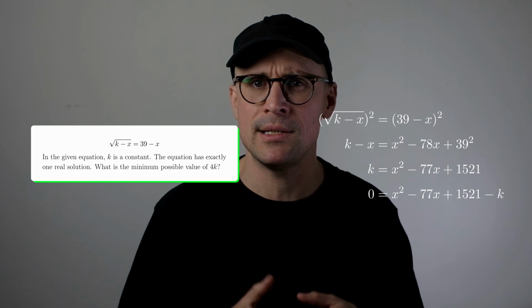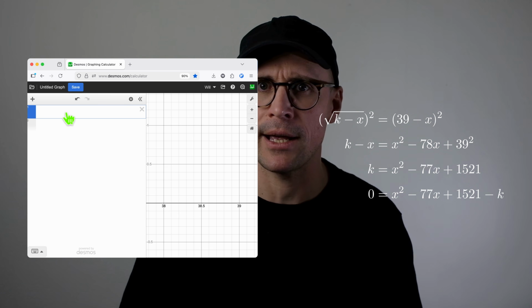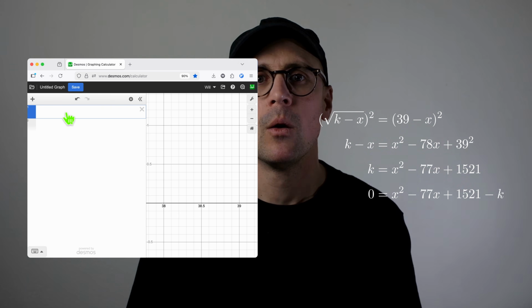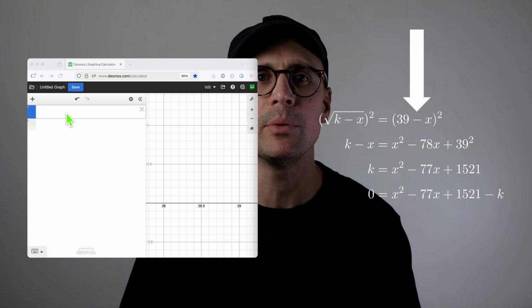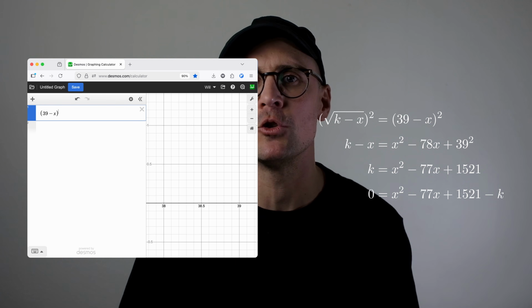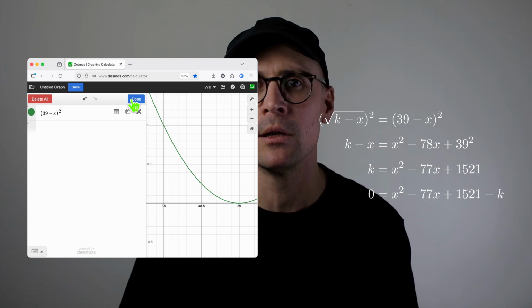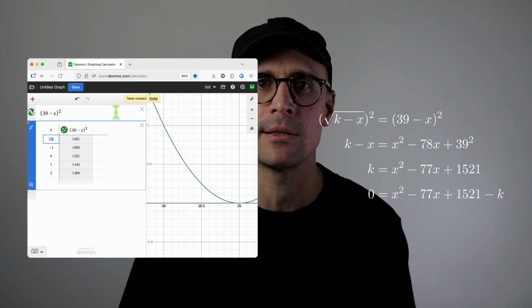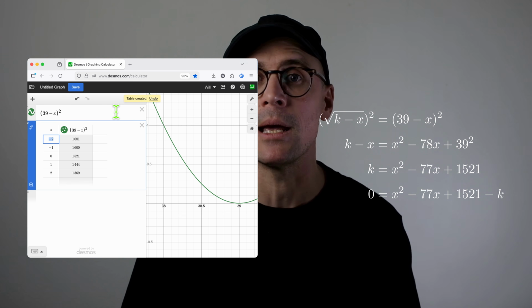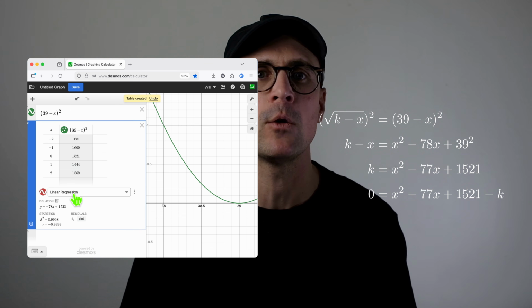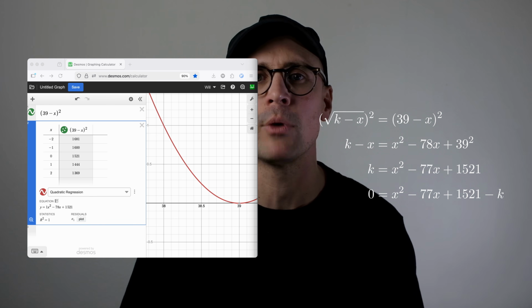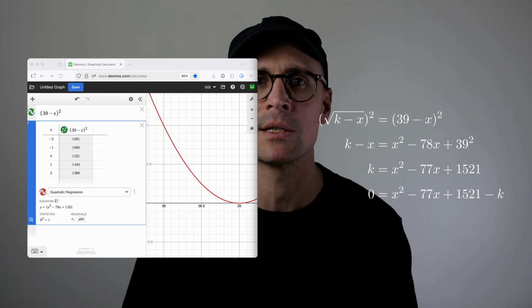Wouldn't it be nice if Desmos could expand brackets for you? Well, it's your lucky day. When you get to this point here, you simply type your quadratic expression into a new line. Click the cogwheel in the top right corner of the input panel, and click the table icon next to the expression. This generates a table of values, and you can now run a quadratic regression, which transforms your factored quadratic directly into the ax squared plus bx plus c form.